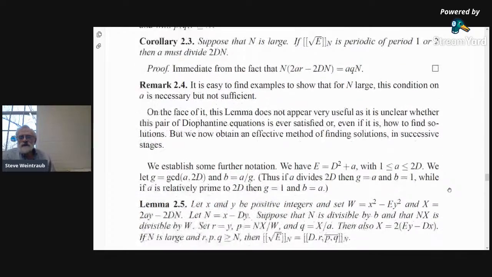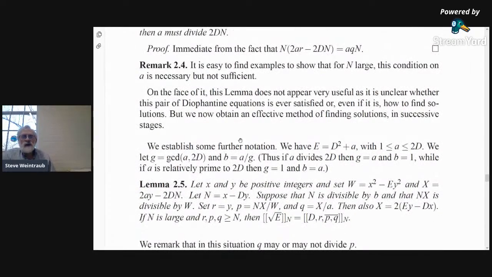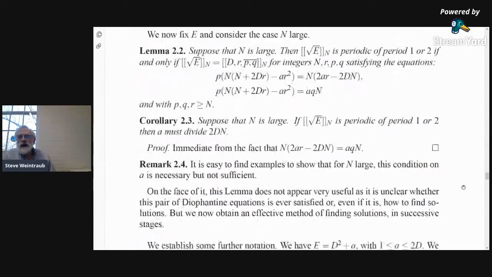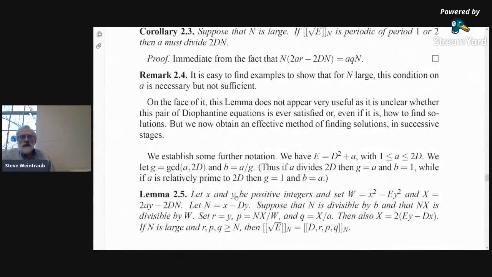It turns out if we do some algebra, we can reformulate this lemma in the following form. Suppose we start with positive integers x and y, and we let capital W be x squared minus e times y squared, and capital X be 2ay minus 2d times capital N. And we let n be x minus capital D times y. Suppose we have two divisibility conditions: that n is divisible by b, this number b, A over the GCD of A and 2D, and that n times x is divisible by this number w.